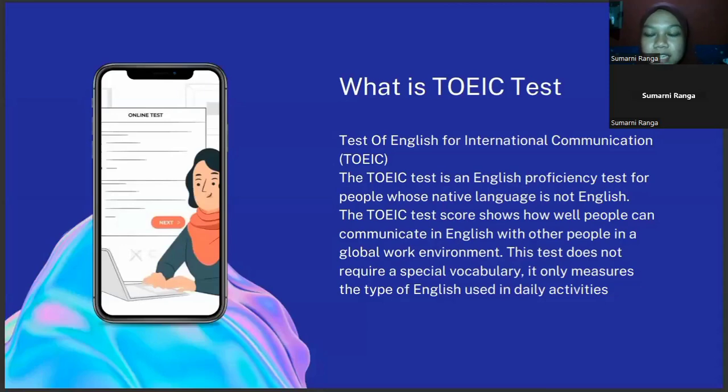Now let's look at the first point of my talk: what is the TOEIC test? The TOEIC test is the Test of English for International Communication. It is an English proficiency test for people whose native language is not English. The TOEIC test score shows how well people can communicate in English with other people in a global work environment. This test does not require special vocabulary, it only measures the type of English used in daily activities.